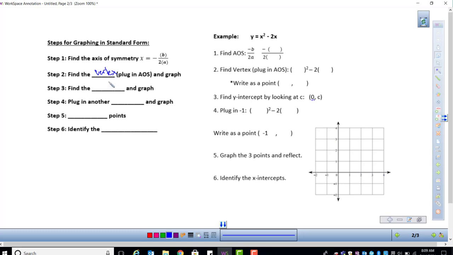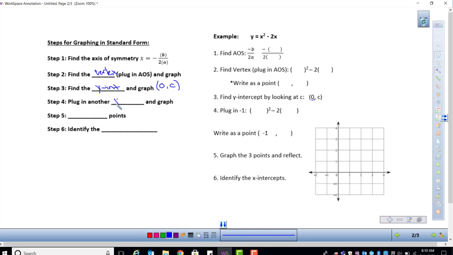After we have the vertex, that's only 1 point. 1 point is not enough to create a quadratic graph. So then we find the y-intercept. The y-intercept is always (0, c). We look at the c value, and that gives us the y-intercept.